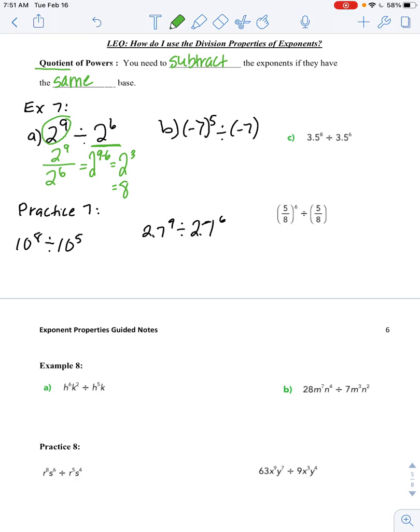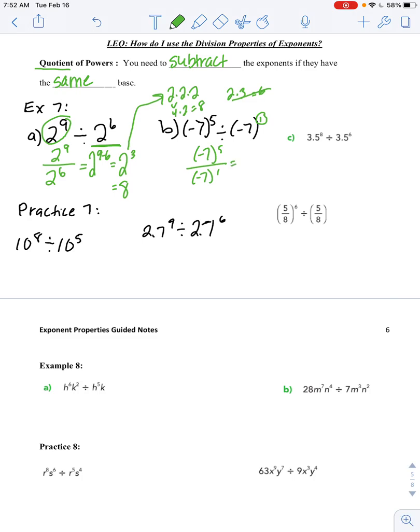Remember, this is 2 times 2 times 2, which is 4 times 2, which is 8. It is not 2 times 3, which equals 6. Looking at B, negative 7 to the 5th divided by negative 7. Remember, if there's no exponent here, that means there's an exponent of 1. So this is really negative 7 to the 5th divided by negative 7 to the 1st.